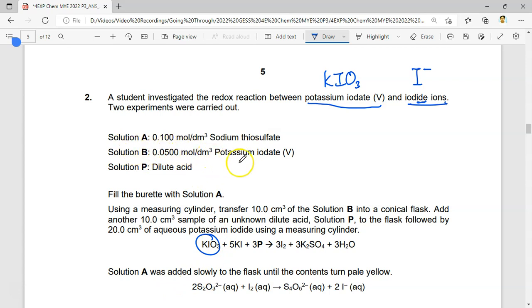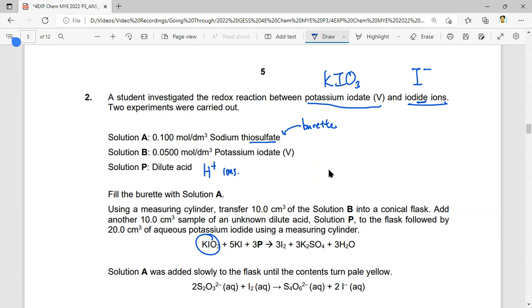Solution B, I got 0.0 of potassium iodate(V), and then P is a dilute acid. I do not know what P is exactly, but I know if it's acid, it contains H plus ions, because the definition of acid is that when dissolved in water, it must produce H plus ions. Next, fill the burette with solution A. So thiosulfate goes into the burette. So these are little things that you should be annotating. Oops, actually I spelled burette wrong again. Let me go and spell it correctly. So burette. It just looks weird to me suddenly. Okay, never mind. So you put this in the burette.